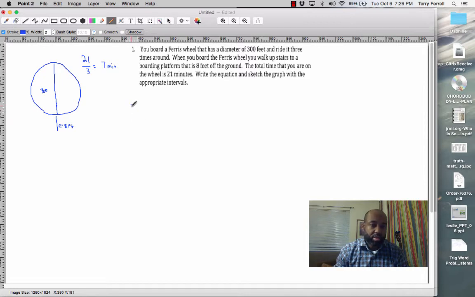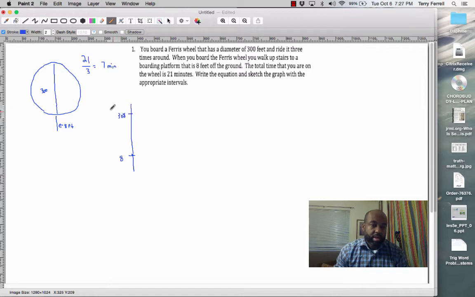What I like to do is start with my straight line. I know I start up 8 feet because there's an 8-foot platform here. And then you're going to go up 300 more feet because that's the diameter. That's how high it's going to go. You won't go higher than 8 plus 300, which is 308.